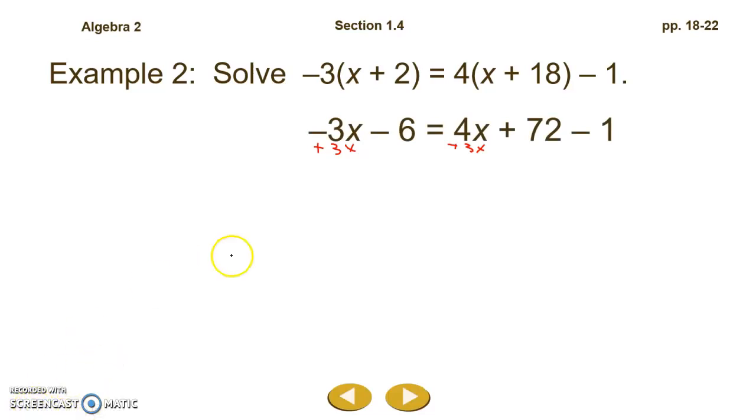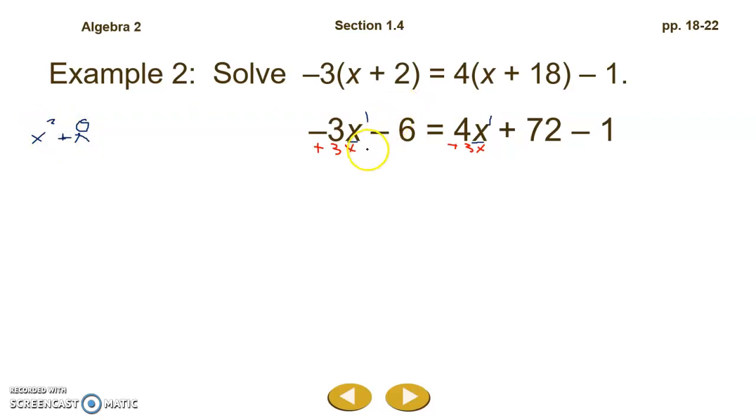Once we've done that, we want to combine our like terms. Like terms are terms that have the same variable being raised to the same exponent. If I had an x squared and an x, I would not be able to combine those because they do not have the same exponent.